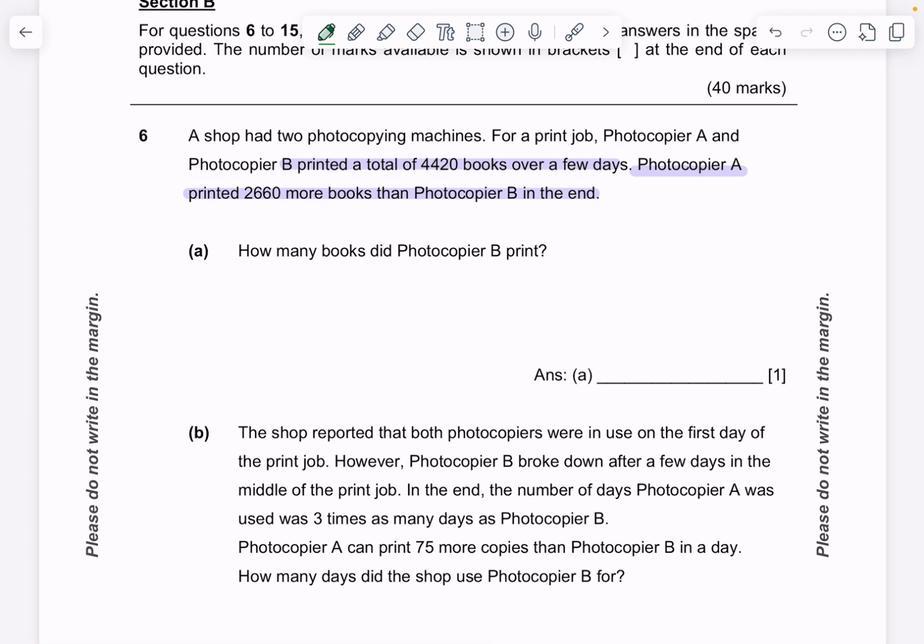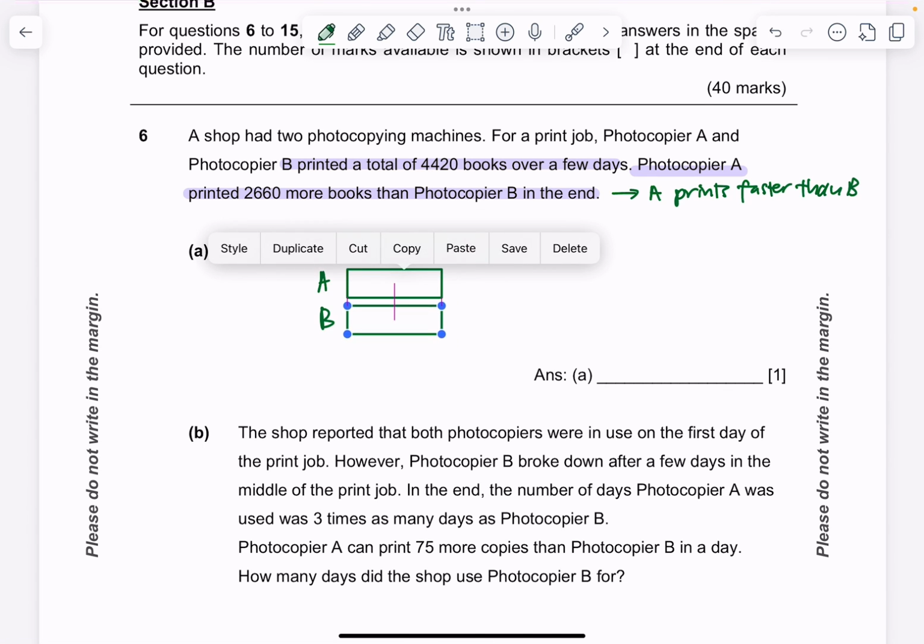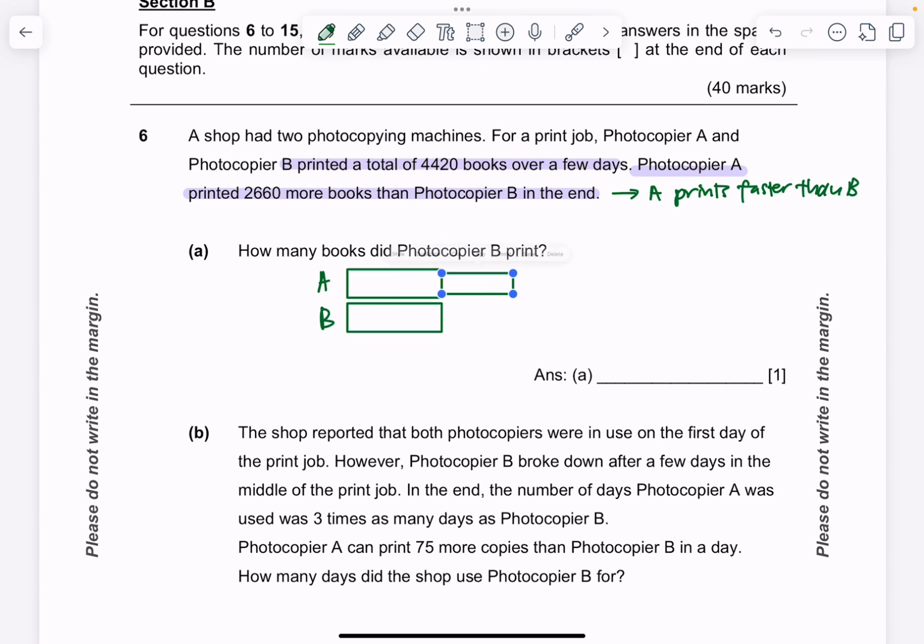So we know that A prints faster than B. Okay, that's an observation that we want to take note of. So for part A, where you only need 1 mark, you may want to draw a quick model to visualize. So you notice that this is A, and A printed more than B, right? And it printed 2,660 more. So you will have an extra bar for A, and that's 2,660. Total, the two photocopiers printed 4,420 books.